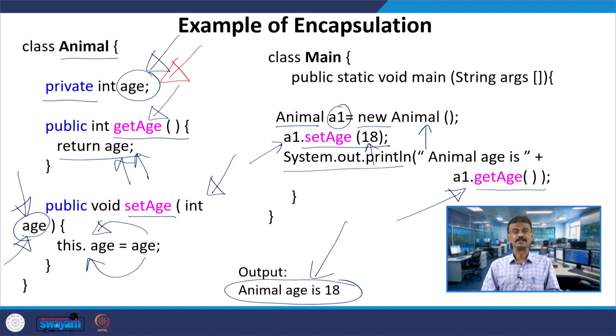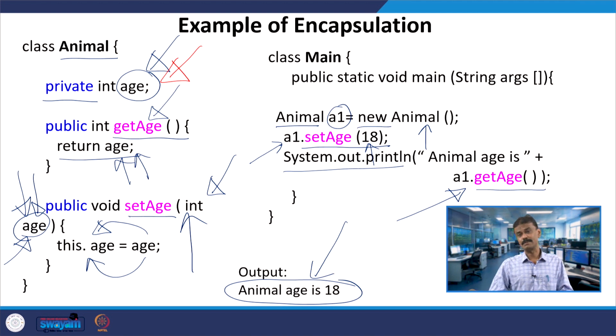In this example, the object A1 is invoking setAge and you are passing the value 18. Then when it is calling this particular function, you have int age, and the compiler can think about this particular data member. Then age is assigned to this.age, so age is getting the value 18. And you have another function called the get method.